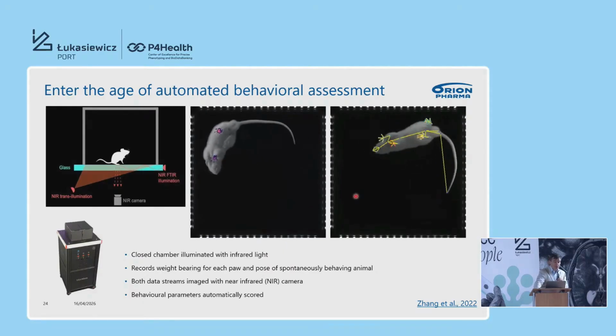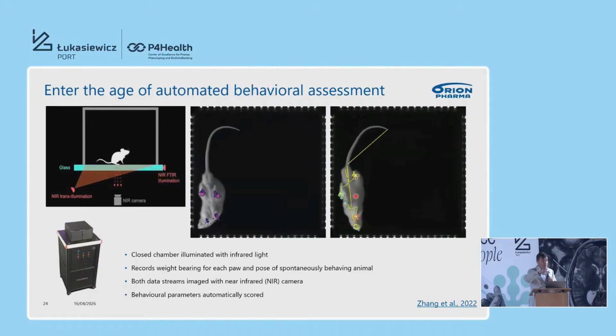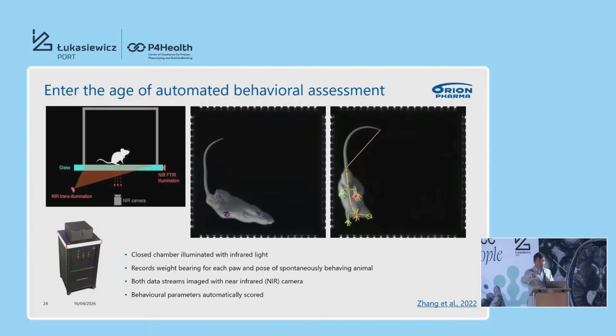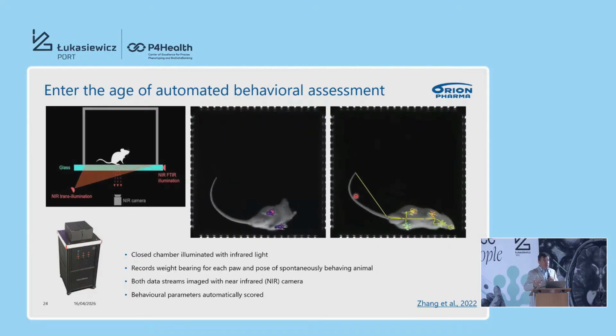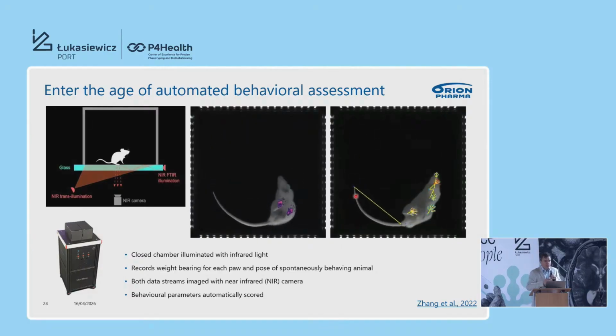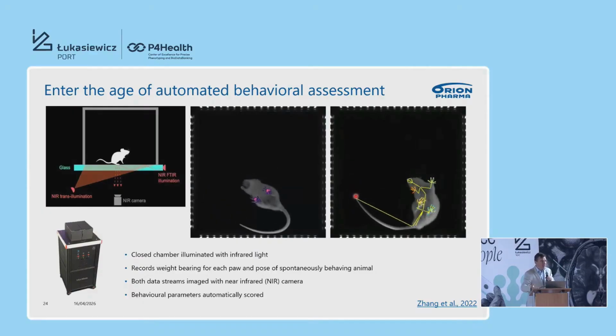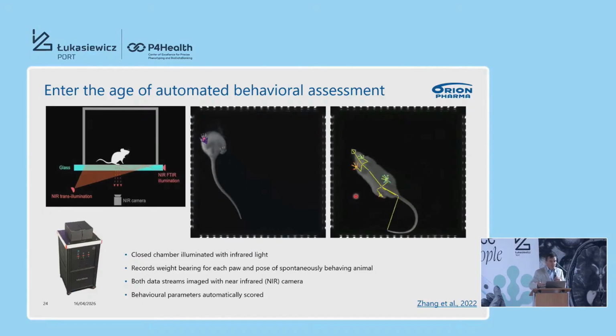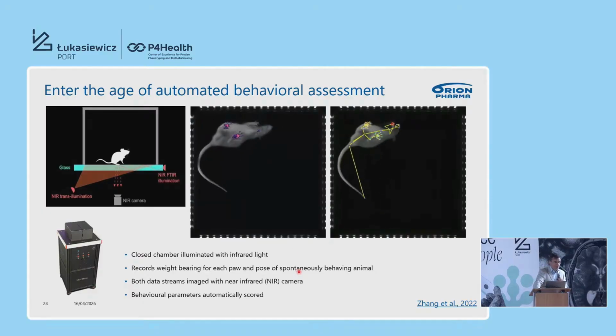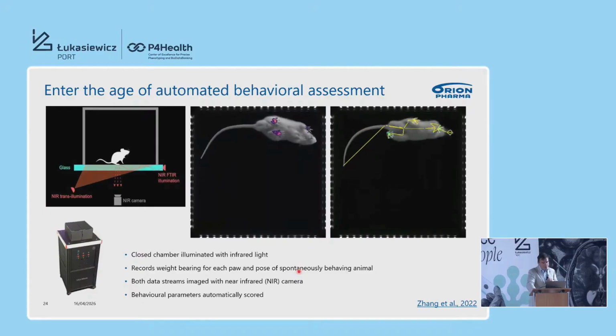uses an infrared camera. Also, in fact, the animal is placed in the darkness, and rats and mice are nocturnal animals. They feel safe in their completely dark environment. They think that nobody is observing them.